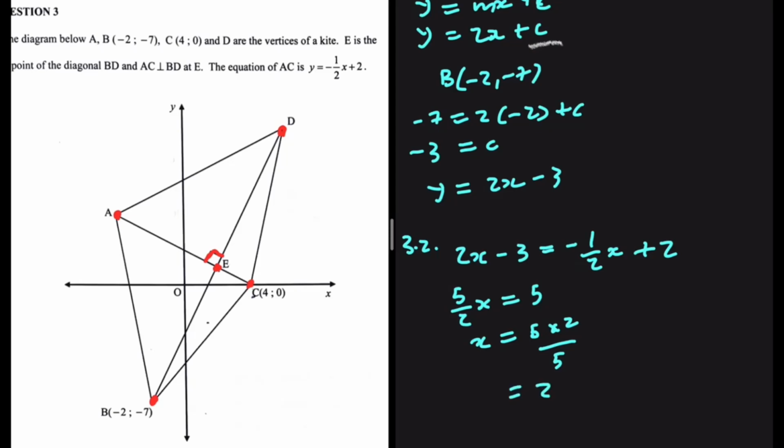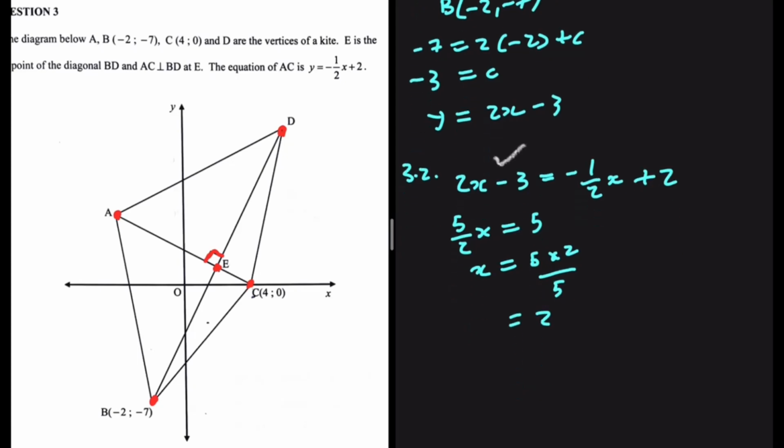So that is the x coordinate of E. Let's substitute 2 into 2x minus 3. If we do that, we're going to have y being equal to 2 multiplied by 2 minus 3.